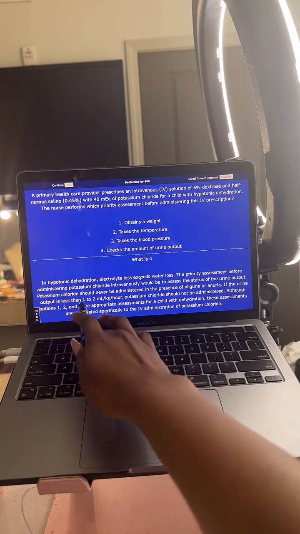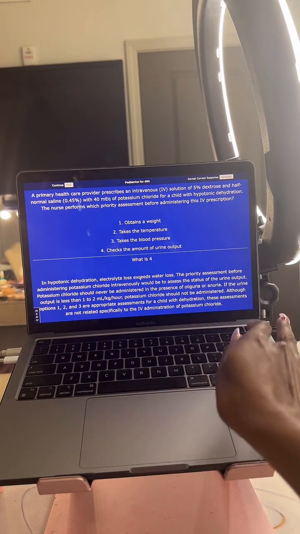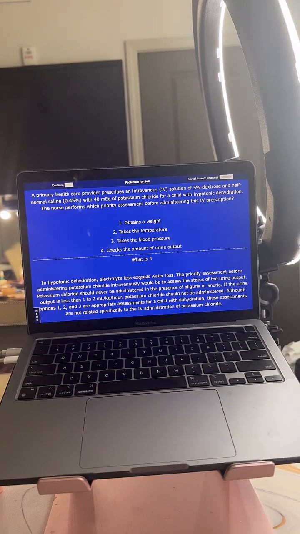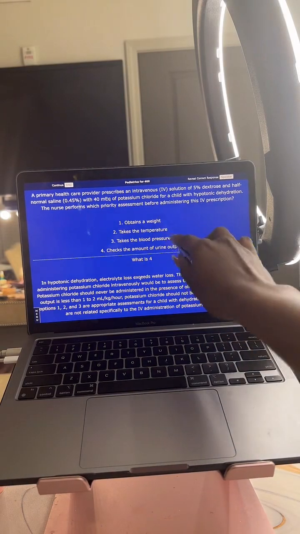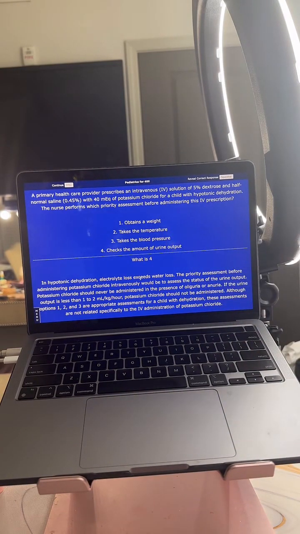If the urine output is less than 1 to 2 milliliters per kilogram per hour, potassium chloride should not be administered. Now, although options 1, 2, and 3, weight, temp, BP, are appropriate assessments for a child with dehydration, these assessments are not related specifically to the IV administration of potassium chloride. So that's why number 4 was correct. Momo said the rationale. So great job.